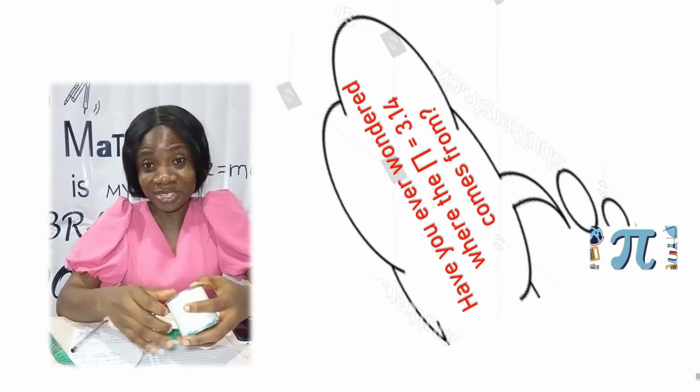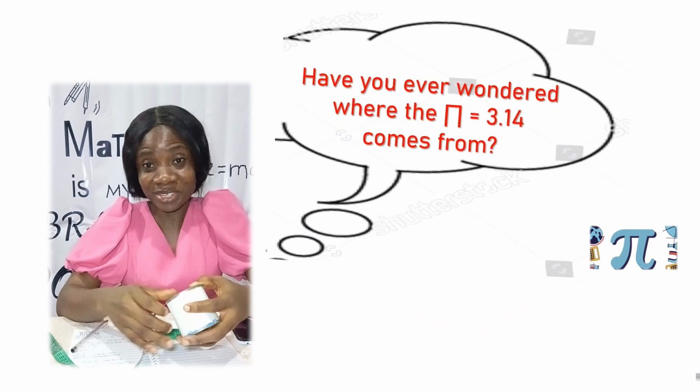Have you ever wondered where pi equal to 3.14 comes from? Have you ever imagined where it comes from? You keep hearing: take pi to be 3.14, calculate the circumference of a circle with radius 7 centimeters. Take pi to be 3.14, take pi to be 22 over 7.